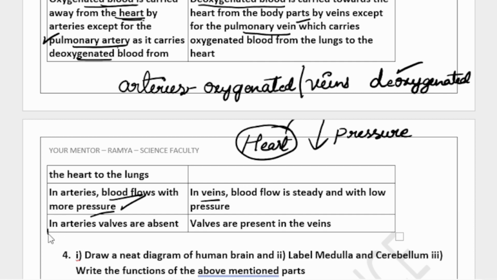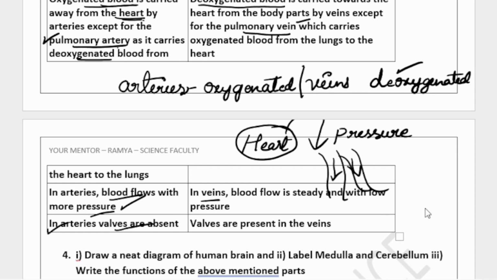And one more important thing, in the arteries the valves are absent. Why? Because the blood will be flowing in one direction. It does not go in multiple directions; from the heart it is going straight. So the blood will be under high pressure. So valves are not present.